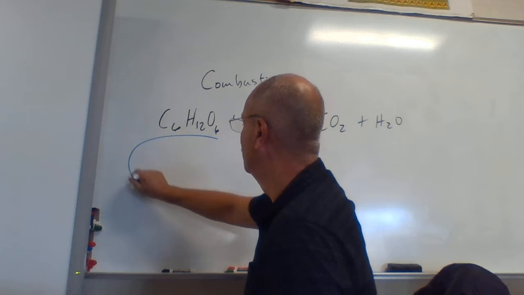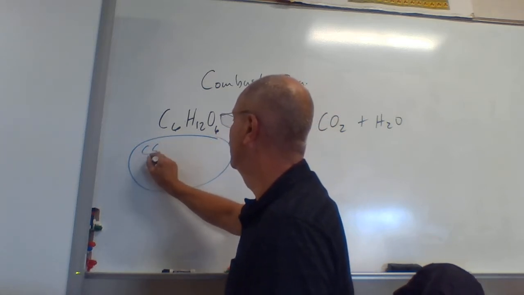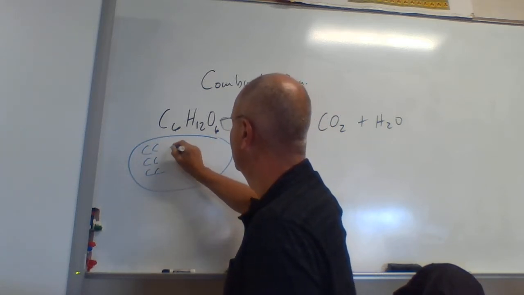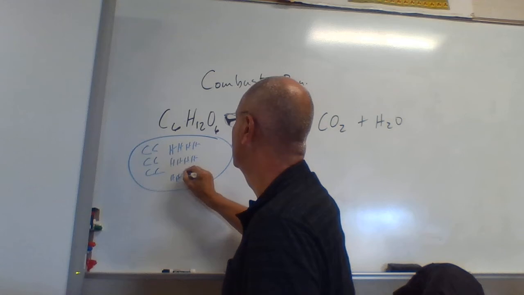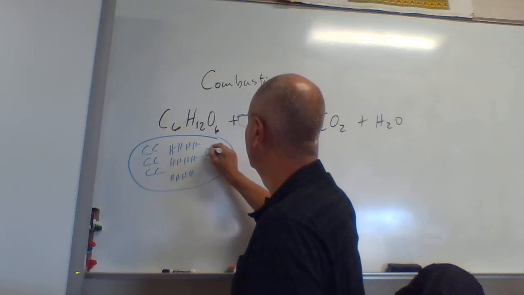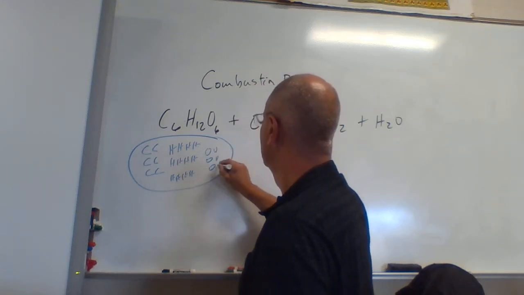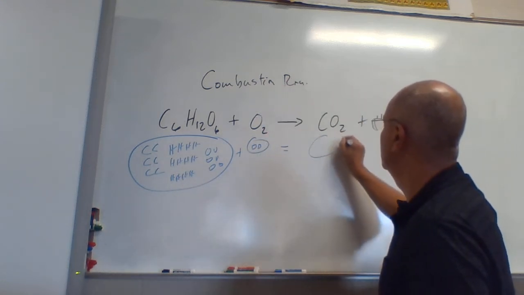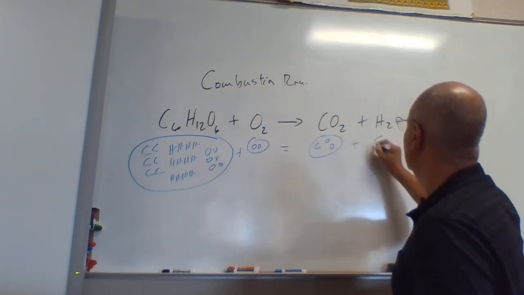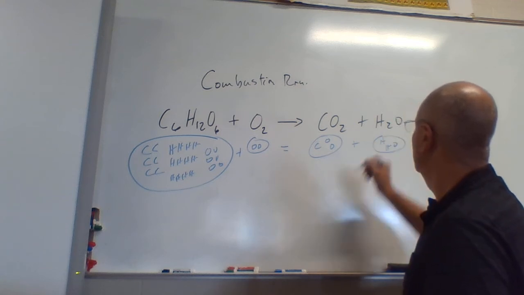So we're going to make our circle. This one's kind of big. There's 6 C's, and we've got 12 H's. There's 4, there's 8, there's 12, and then 6 O's. Plus we've got 2 O's. And that's got to be equal to a C and 2 O's plus 2 H's and an O.